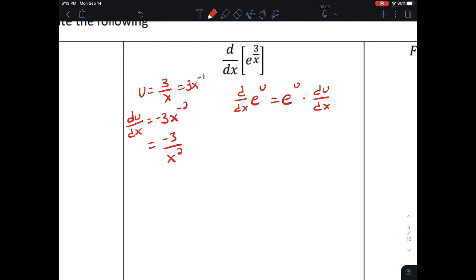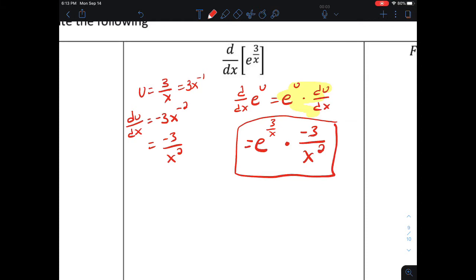And we could plug all of that back into our line over here. So the derivative of this problem is going to equal e, instead of u I have 3 over x, times du over dx, which we said was negative 3 over x squared. So there's my derivative.